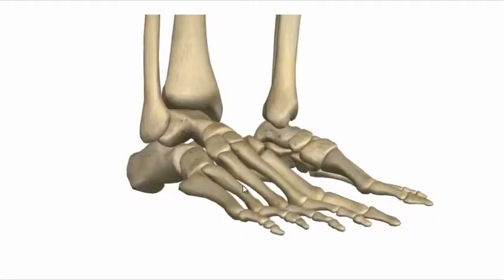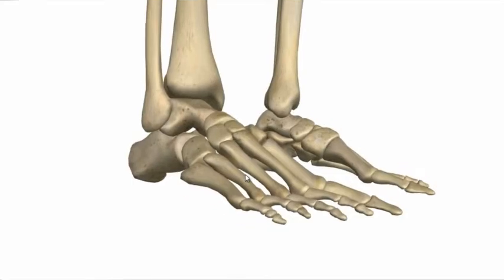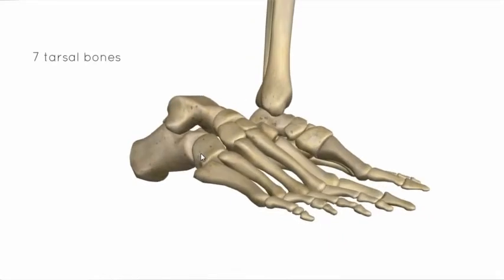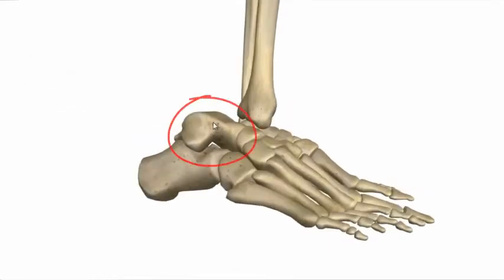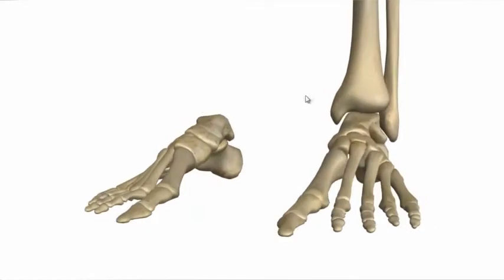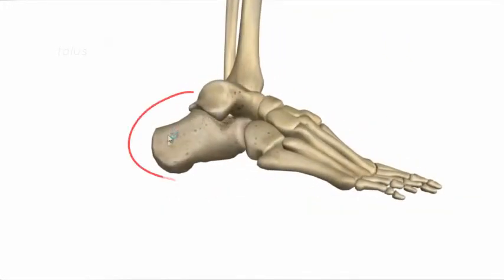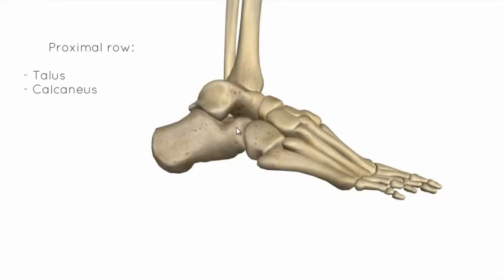Now let us see the bones of the foot. The bones of the foot consist of tarsals, metatarsals, and phalanges. There are 7 tarsal bones. This bone here, which articulates with the tibia and fibula, is called the talus bone. And this big bone here is the calcaneus, which is commonly called the heel bone. We actually stand on this bone.